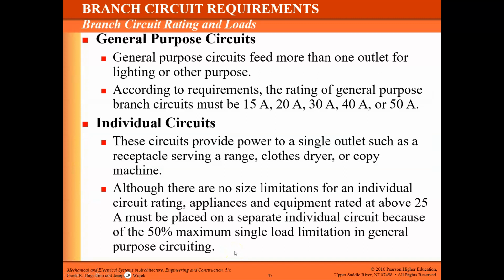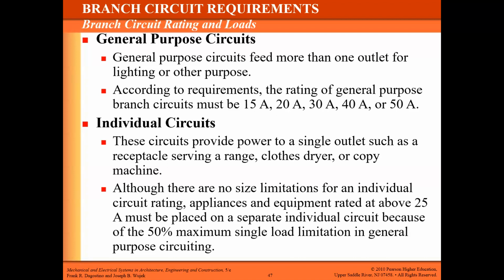So these next few slides are just going to take a slower walk through the various branch circuit types that we talked about at the beginning of this section. The general purpose circuits, as mentioned before, are going to feed more than one outlet. So these are just the normal receptacles that we see in our walls in a residential or commercial structure. And multiple outlets are going to be fed by the same circuit.